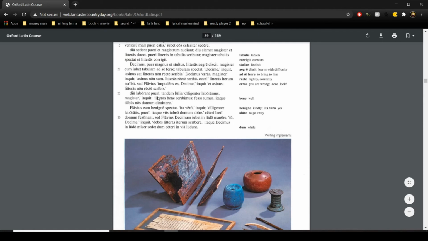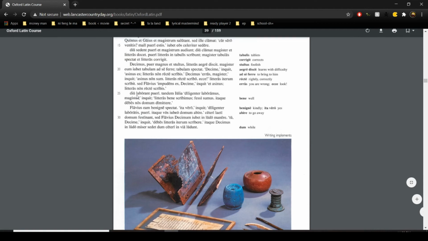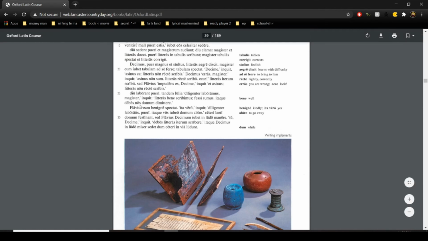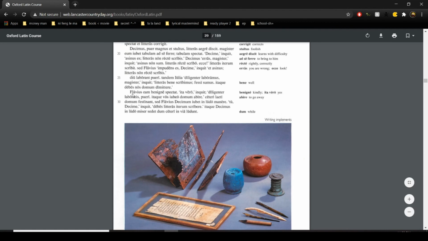Diu laborant pueri. So the boys are working for a long time, or the children are working for a long time. Tandem Iulia: Diligenter laboramus, magister, inquit. Finally, Julia says, we are working diligently, teacher. Litteras bene scribimus. So we are writing the letters well. Fessi sumus. We are tired. Itaque debes nos domum dimittere. So you must send us home. This is the nos, the pronoun I discussed in an earlier lesson.